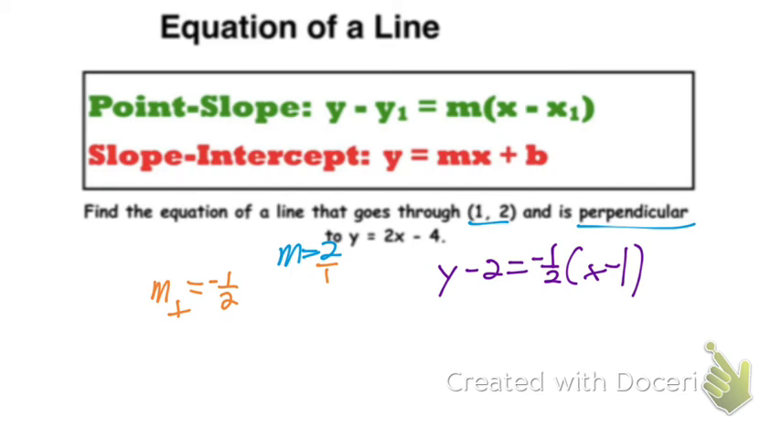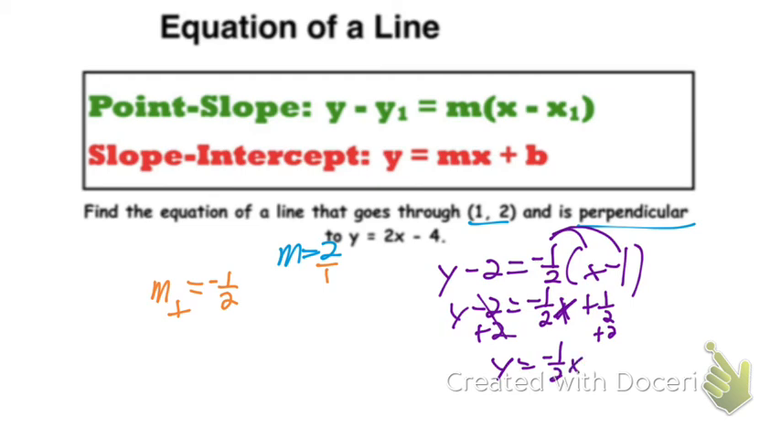Distribute negative 1/2 times x: negative 1/2 x. Negative 1/2 times negative 1 is positive 1/2. Add 2. Y equals negative 1/2 x. What is 1/2 plus 2? 2.5, or 5 over 2 if you want.